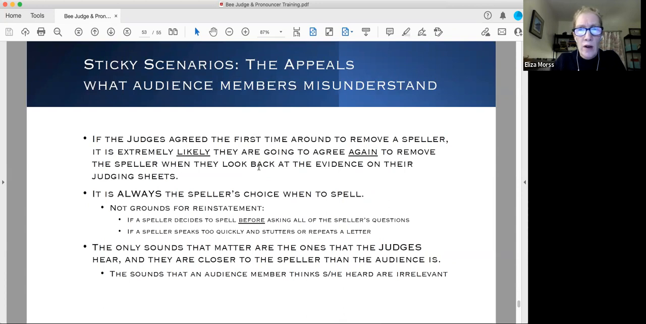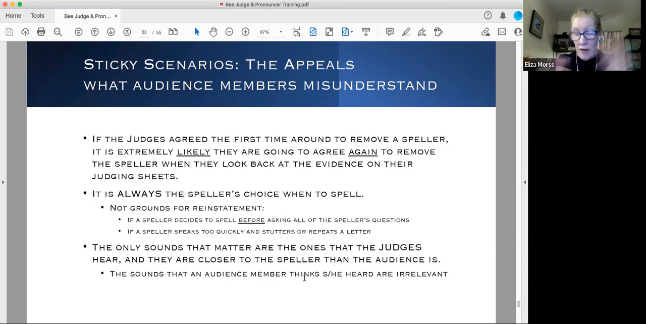Okay, and that goes into what audience members misunderstand here. So referring to the appeals. As I said before, if the judges agreed the first time around to remove a speller, it's very likely they're going to agree again to remove the speller when they look back at the evidence on their sheets. It's always the speller's choice to spell and when to spell. As I said, if the speller spells too quickly and stutters or repeats a letter, again, that is their responsibility. No one was rushing them except themselves. If they don't ask their questions, again, that's their choice.